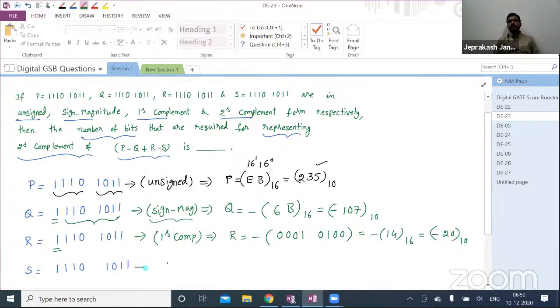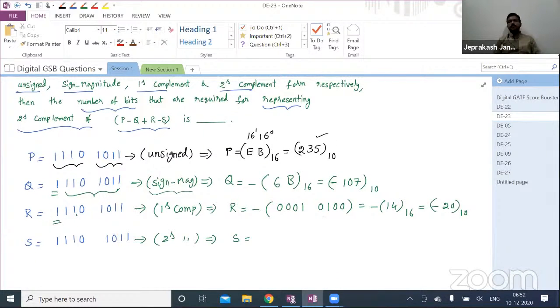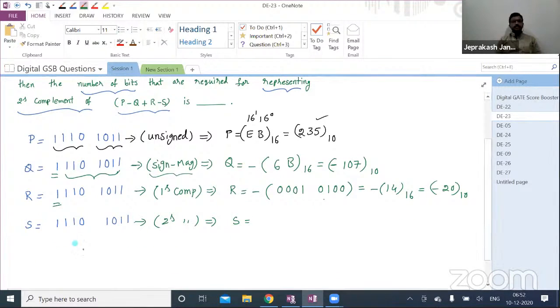Now, another number, this is represented in twos complement form. Now tell me, what is the number you will get? The corresponding decimal number. Any idea? If this particular number is represented in twos complement form, what is the corresponding decimal number? Yes, very good, Shweta, Michael. Yes, minus 21.